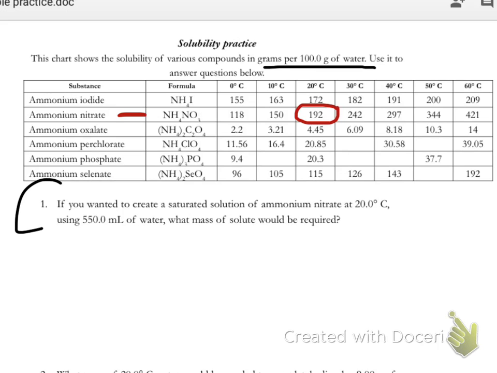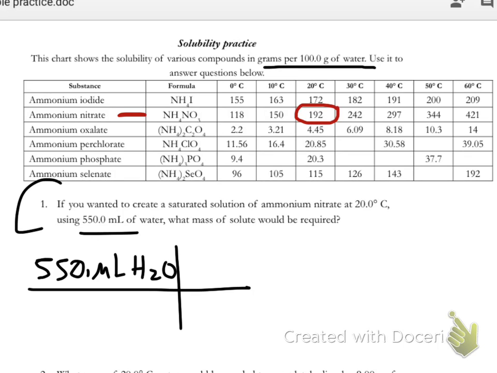Where was I? So, anyway, 1 milliliter of water has a mass of 1 gram. Well, that's convenient. So, what do we start off with? We're going to do this as a factor label. So we know that we're going to start off with a given, and our given here is 550 milliliters of water.